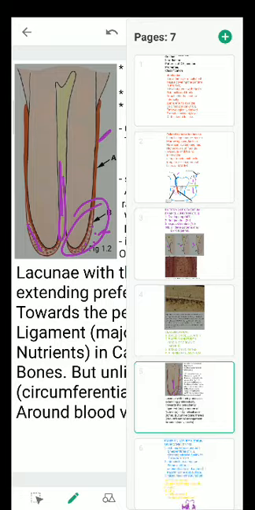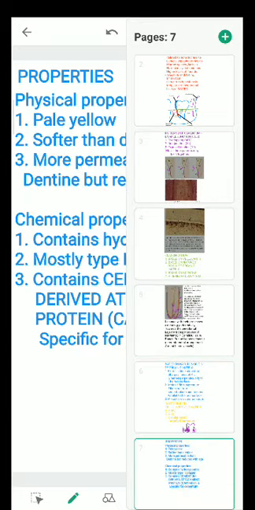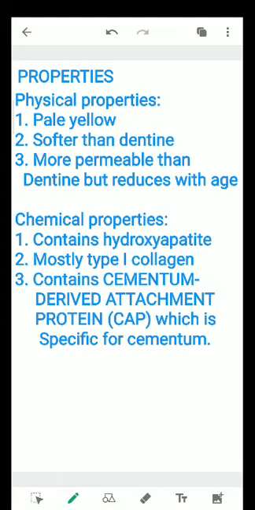So finally, let's take a look at the properties of our cementum. We have physical properties and chemical properties, just in case you're asked. Physical properties: it is pale yellow, it's softer than dentin, it's more permeable than dentin, but this permeability reduces with age. For the chemical properties, it contains hydroxyapatite as a major crystal. It is mostly type 1 collagen, and it contains cementum derived attachment protein, CAP, which is specific for cementum. It's not found in bone. So if you find CAP in a tissue that you're trying to process, then you should be thinking of cementum.